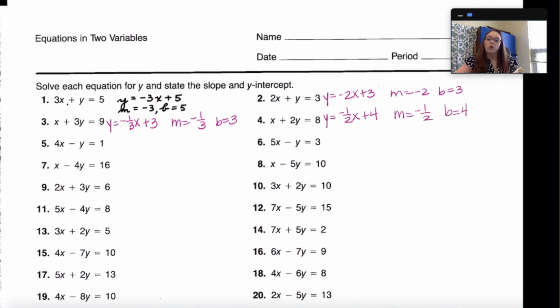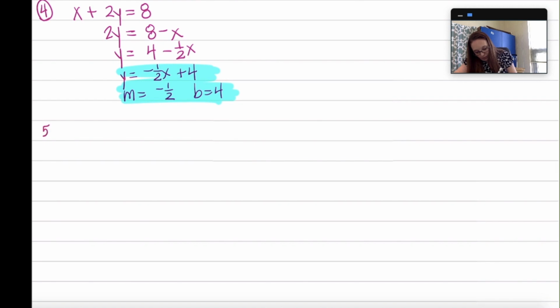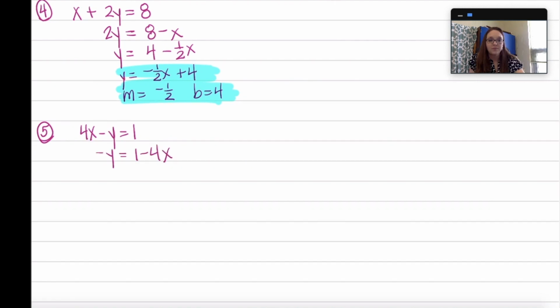Okay, let's do a couple more problems. So I'm on number 5, 4x minus y equals 1. Okay, subtract 4x on both sides. Now you're left with negative y. Oh, it looks like my stuff just stopped. So let me pause this video and get my screen back working. Okay, sorry about that. So now my screen is caught up.